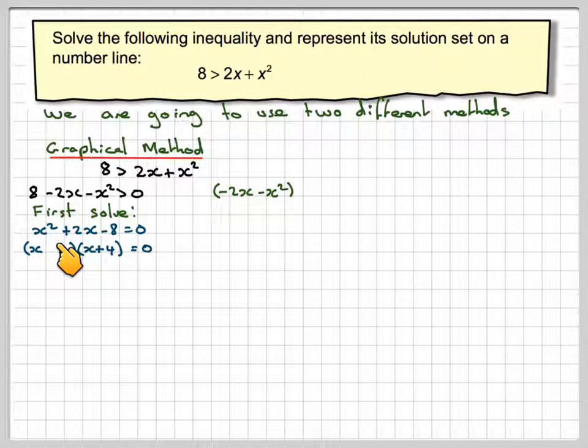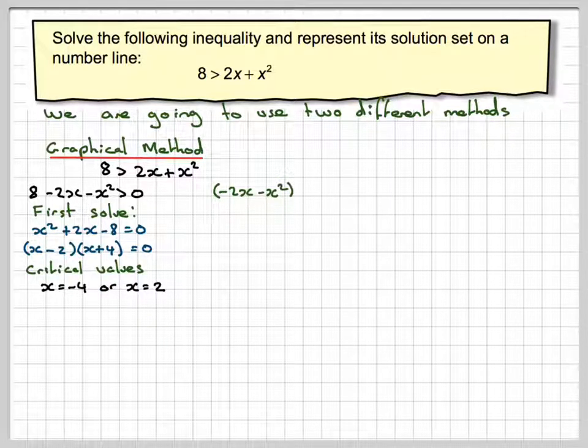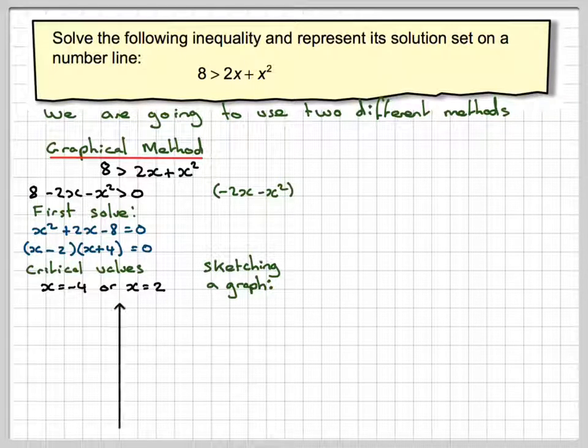This one will be plus and this one will be minus. And then we get some critical values. x is minus 4 and x is equal to 2, and they're also the critical values of the function written this way round as well. If we now sketch a graph, x and y, mark on those critical values, minus 4 and 2, and the other value here is plus 8 on the y-axis. And because it's minus x squared, the graph goes that way round.